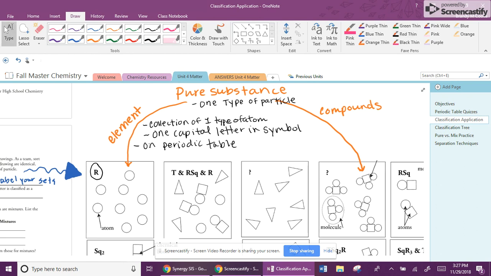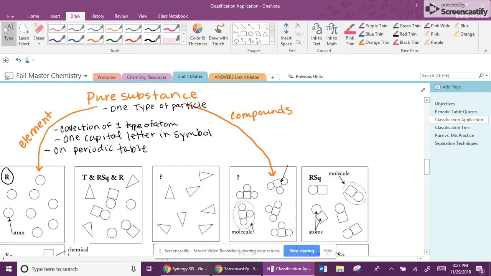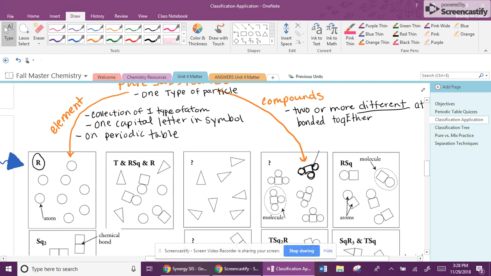On the other side, compounds, they're still pure because although they're made of more than one type of atom, here you can see we have circle elements and we have square elements. They're all bonded together to create one thing, one molecule, one compound. So a compound is two or more different atoms or elements or whatever word you want to use, bonded together to make one thing. So we have elements and we have compounds.